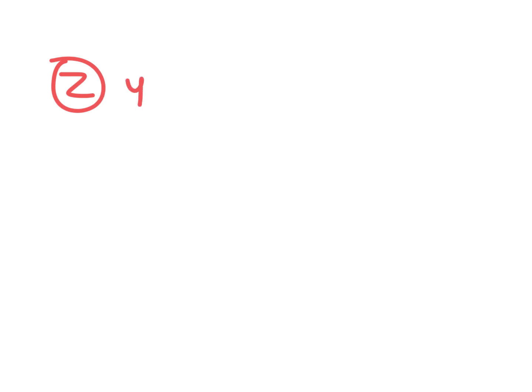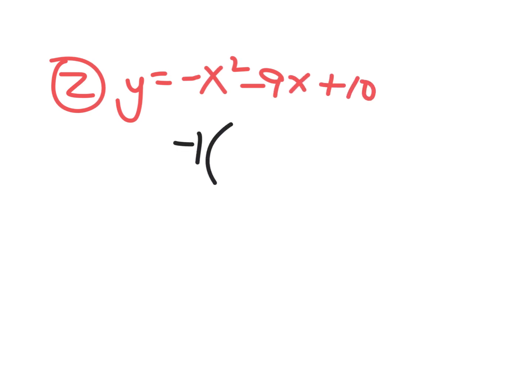So y equals negative x squared minus 9x plus 10. Step 1, factor out the negative. How many of you did that? Okay, if you didn't, I don't even know how you would do it. It makes it really hard if you don't know to factor out that negative.